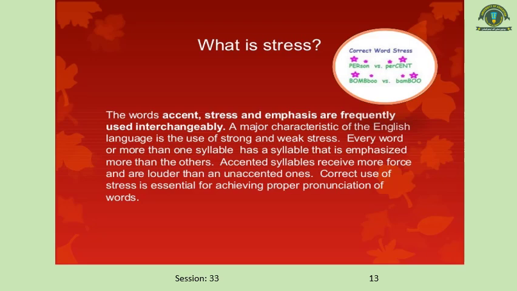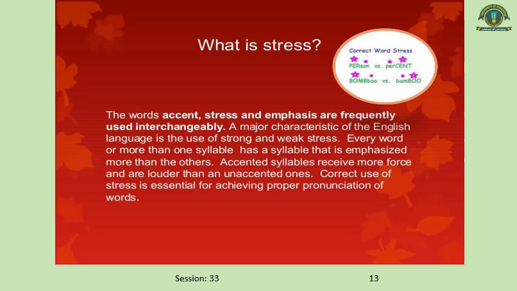Person, person, percent. Person, the first syllable is stressed, the accented one. The next is percent, right? The first syllable of the next word, percent, is unaccented, all right? And remember, correct use of stress is essential for achieving proper pronunciation of words.